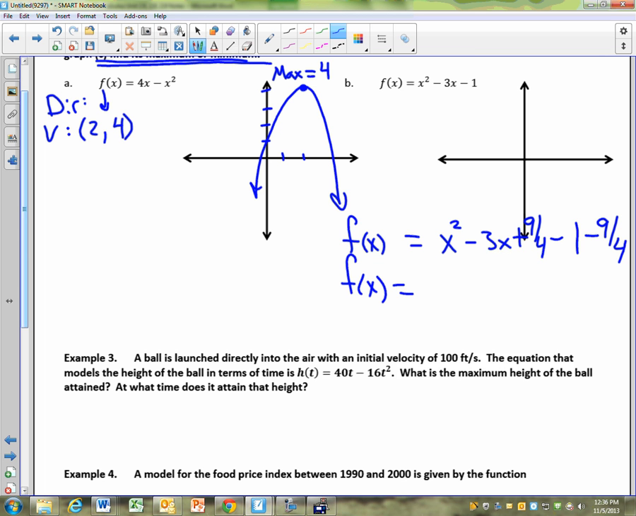How does x squared minus 3x plus 9/4 factor? Quantity squared. Then you have -1 and minus 9/4. So -1 minus 9/4, that's like -4/4 minus 9/4, -13/4. This is it. This is vertex form. 1, 2 steps. 2-step process.